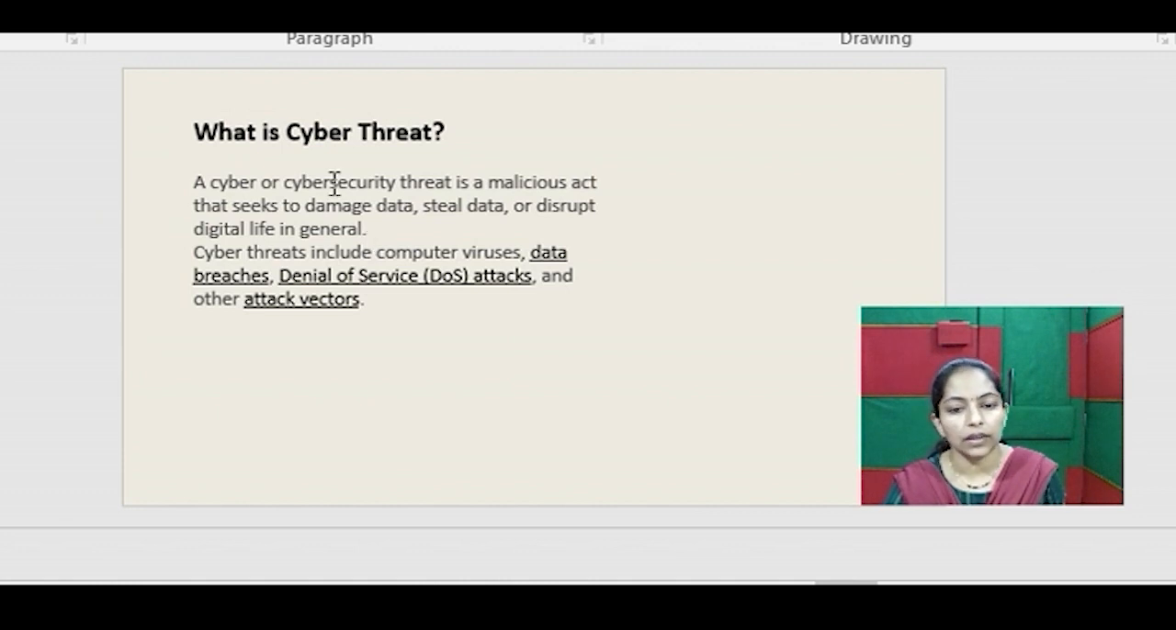Firstly, we see the cyber threats. A cyber or cyber security threat is a malicious act that seeks to damage data, steal data, or disrupt digital life in general. Cyber threats include computer viruses, data breaches, denial of service attacks, and other attack vectors.